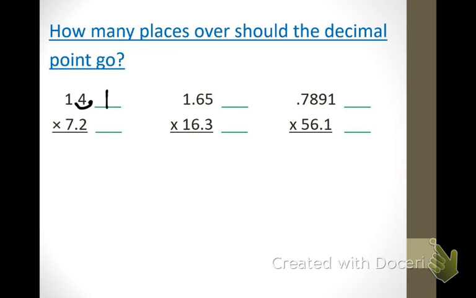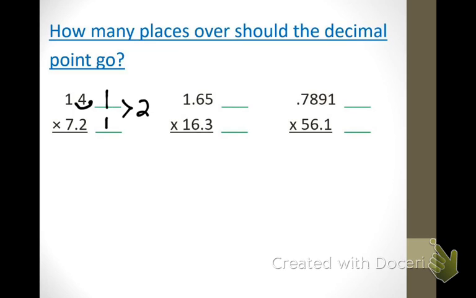Only 1, okay? So now what you're going to do is add those two numbers together. What is 1 plus 1? 2. So in my final answer, I know that I'm going to be moving that decimal point 2 places, okay? We're not going to actually be working these ones out today. I just want us to figure out how many places over the decimal point goes.